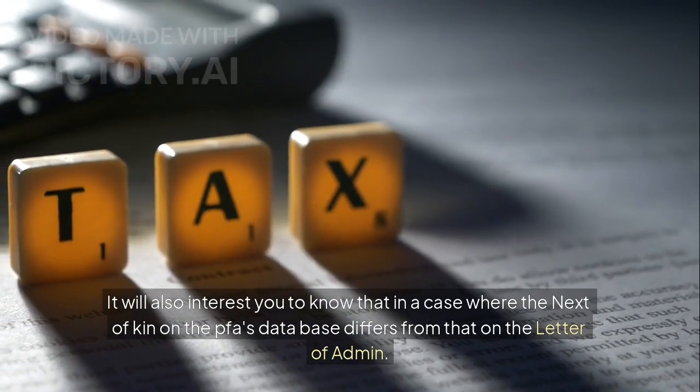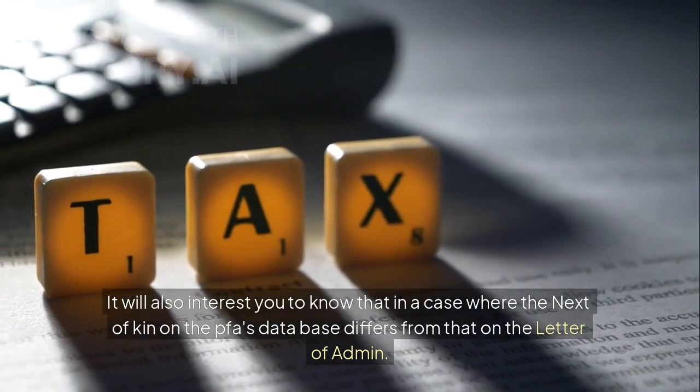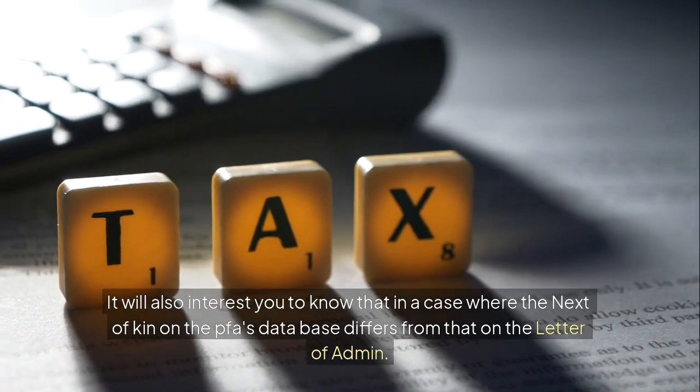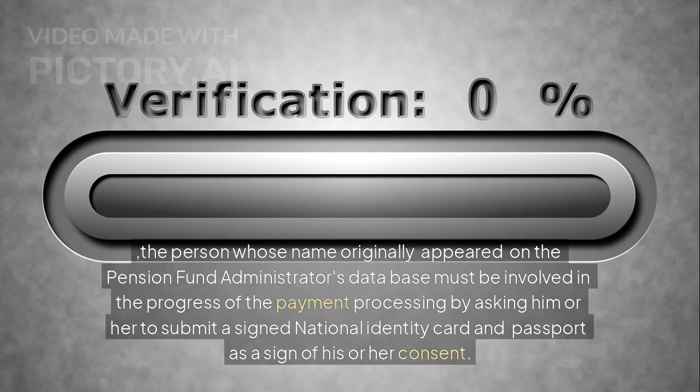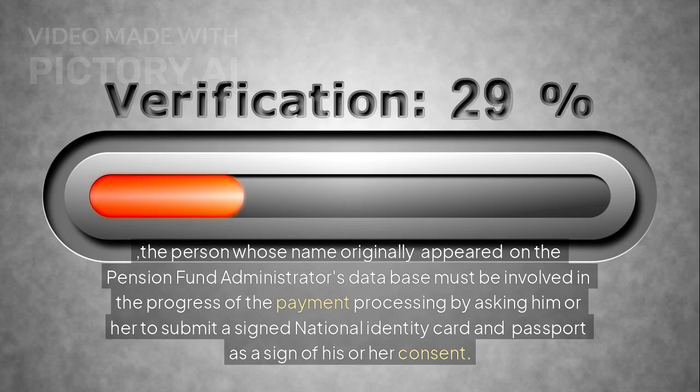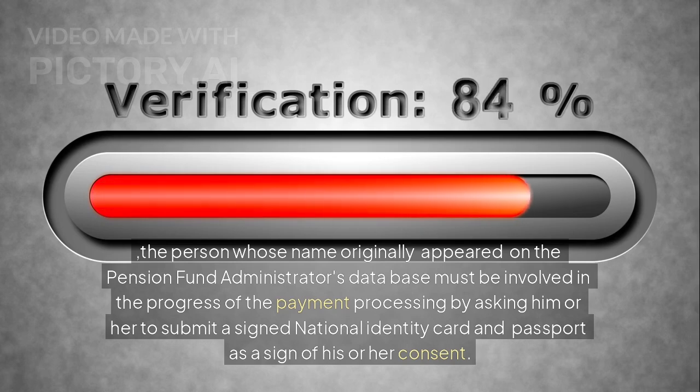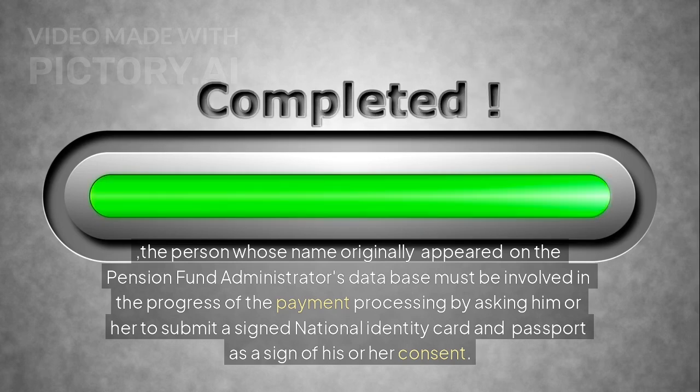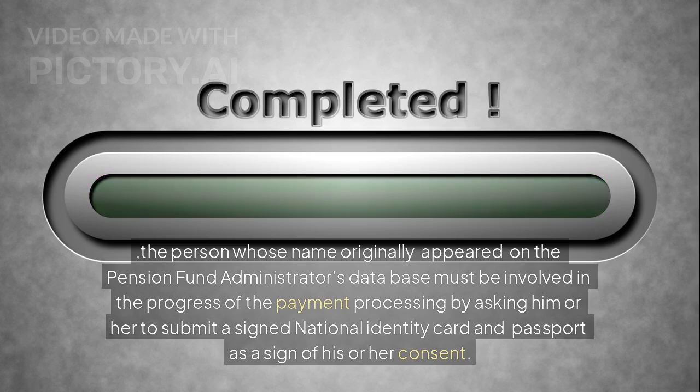Note, it will also interest you to know that in a case where the next of kin on the PFA's database differs from that on the letter of administration, the person whose name originally appeared on the pension fund administrator's database must be involved in the progress of the payment processing by asking him or her to submit a signed national identity card and passport as a sign of his or her consent.